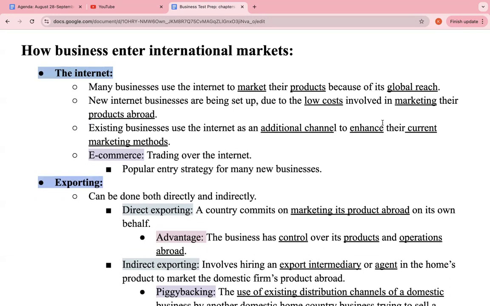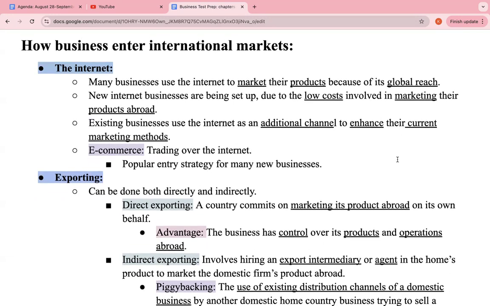Now, how businesses enter international markets. They have the internet in this day and age. Many businesses use the internet to market their products because of its global reach. Because most people around the world have access to it, it can get to anyone everywhere at this point. They can use social media platforms and whatnot. New internet businesses are being set up due to the low cost involved in marketing products abroad.